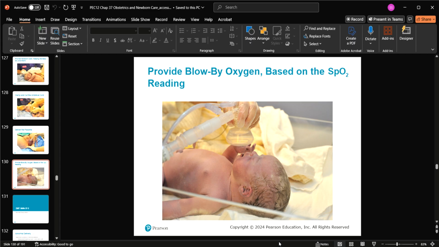Yeah, we have a lot of central cyanosis. Not only is the baby's face blue, but the entire body is blue. We have a lot of central cyanosis going on here, so the SpO2 level is probably very, very low.